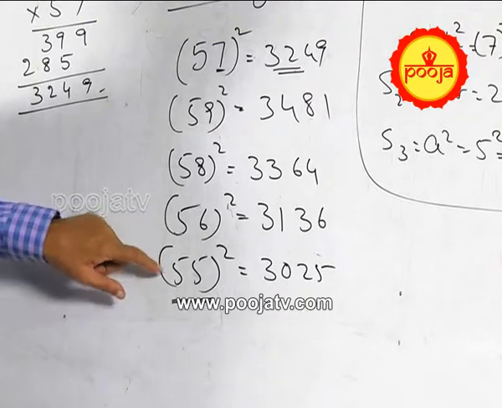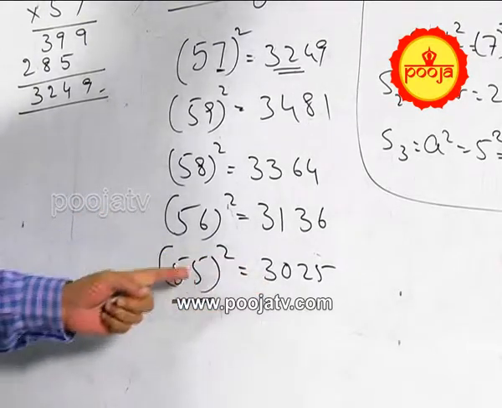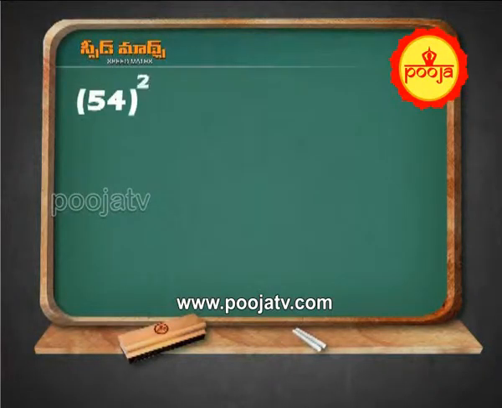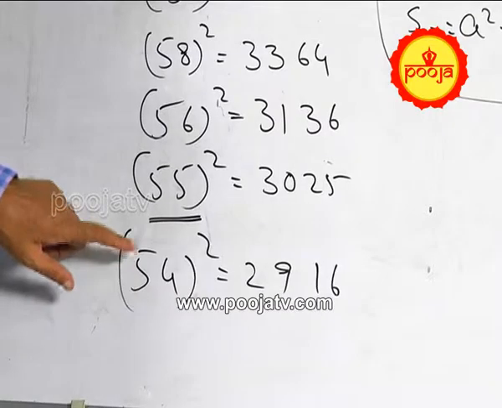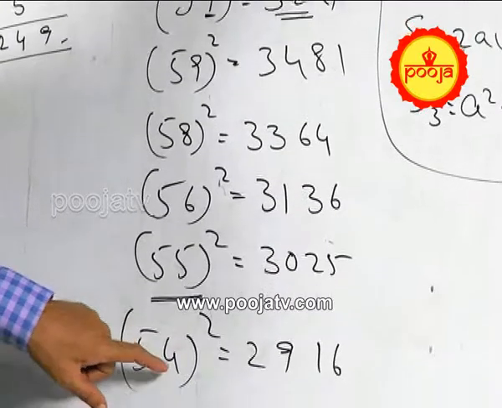When it starts with 5, what is 5 square? 25, plus 5 is 30, and 5 into 5 is 25. So 55 square is 3025. 54 square equals 5 into 5, 25; 25 plus 4 is 29, write it as 29, and 4 into 4 is 16. Clear? Here, when it starts with 5, square the 5 and add it to the second number.